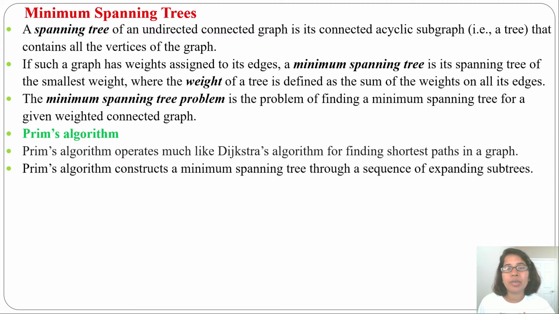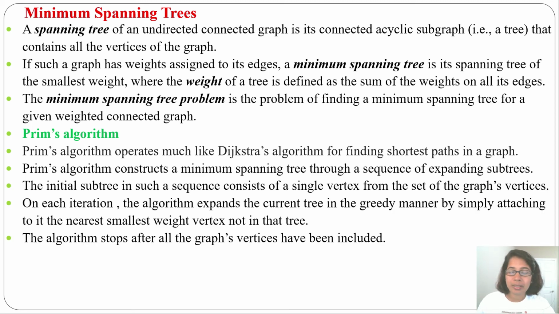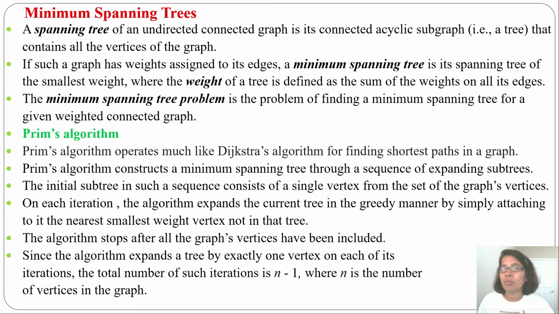From that, every time we'll add one edge. So whatever vertices are adjacent to it, whatever the lowest weight or minimum weight, that we'll choose. And it should not create any cycle. On each iteration, the algorithm expands the current tree in the greedy manner by simply attaching the nearest, smallest weight vertex that is not in that tree. And finally, we will check all vertices are covered, and number of vertices minus 1 edges are there. Since in each iteration it will just add 1 edge, there will be n minus 1 iterations.